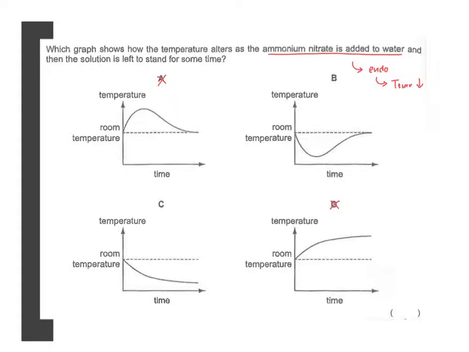But let's imagine what happens after we leave the test tube, or after we leave the solution to stand for some time. When we first dissolve the ammonium nitrate in water, the temperature of the surroundings will drop. But after the reaction, the solution will take in heat from the surroundings and slowly return back to room temperature. So this is what will happen when we leave a solution to stand for some time. There will be heat exchange with the surroundings until it reaches the original temperature. So the correct answer is B.